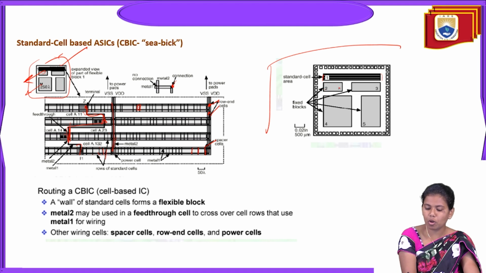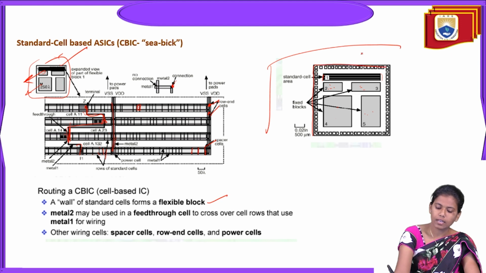And these are the fixed blocks 2, 3, 4, 5. These are the fixed blocks. Standard cell area. Each block consists of different microcells or macrocells, okay, constructed with respect to the gates. Okay, and if you are concerned about the full custom ASICs, these blocks are semi-custom ASICs. And then a wall of standard cells forms a flexible block. So this is a standard cell. The wall of standard cells is nothing but the flexible block. This is a flexible block.